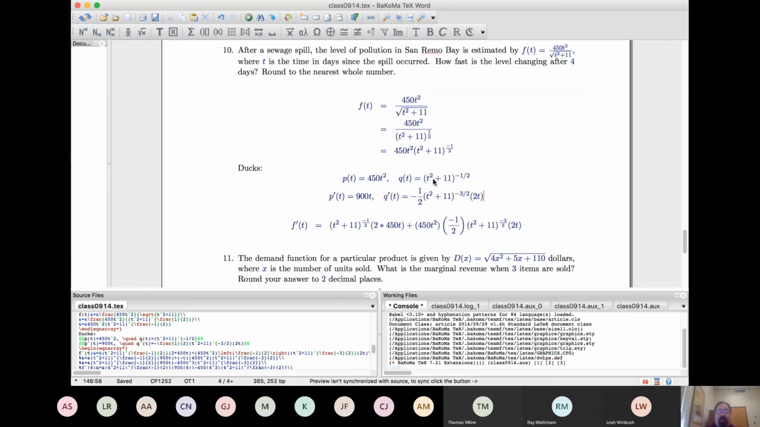So here we have q down here times p prime down here, so that's 900t. Plus, because it's a product rule, we have p here, and then q prime is what goes here. It's just that in order to get all those ducks in a row to use a product rule, you need to use a general power rule along the way.